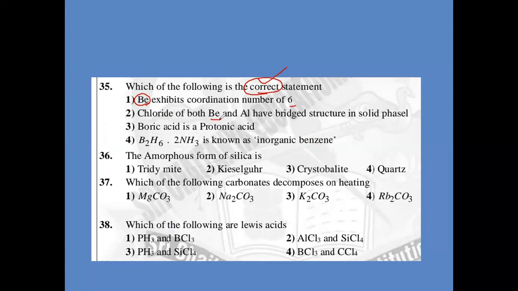And next one. Chloride of both beryllium and aluminium, BeCl2 and AlCl3. Both have bridged structures in the solid phase. So this is the correct statement. Both BeCl2 and AlCl3 have bridge structures. So it is the correct statement.